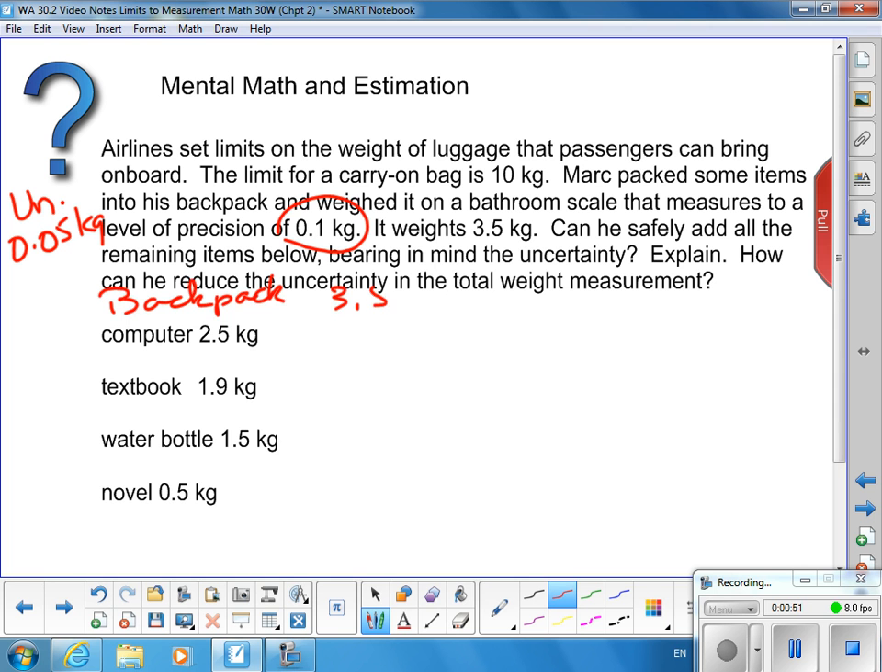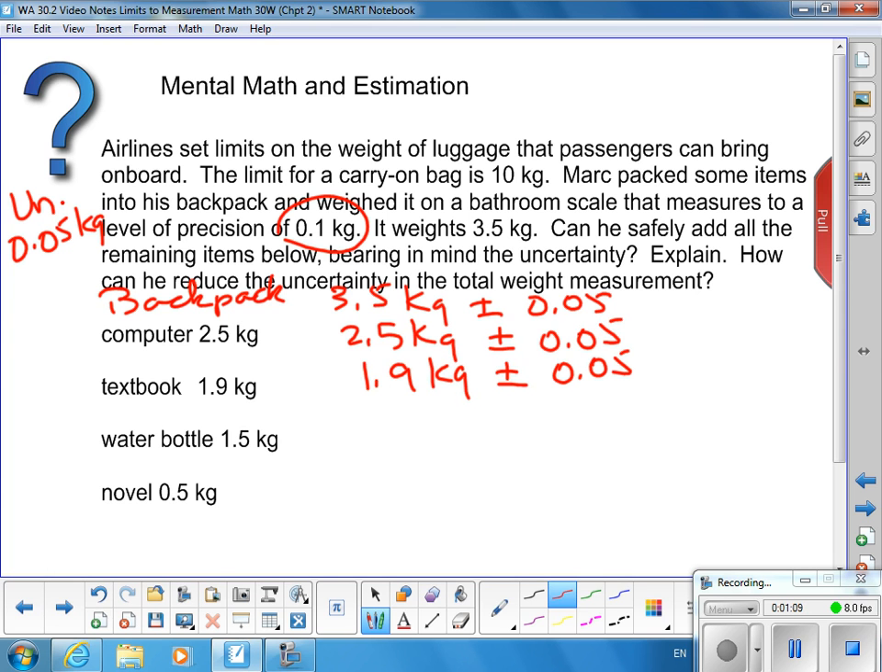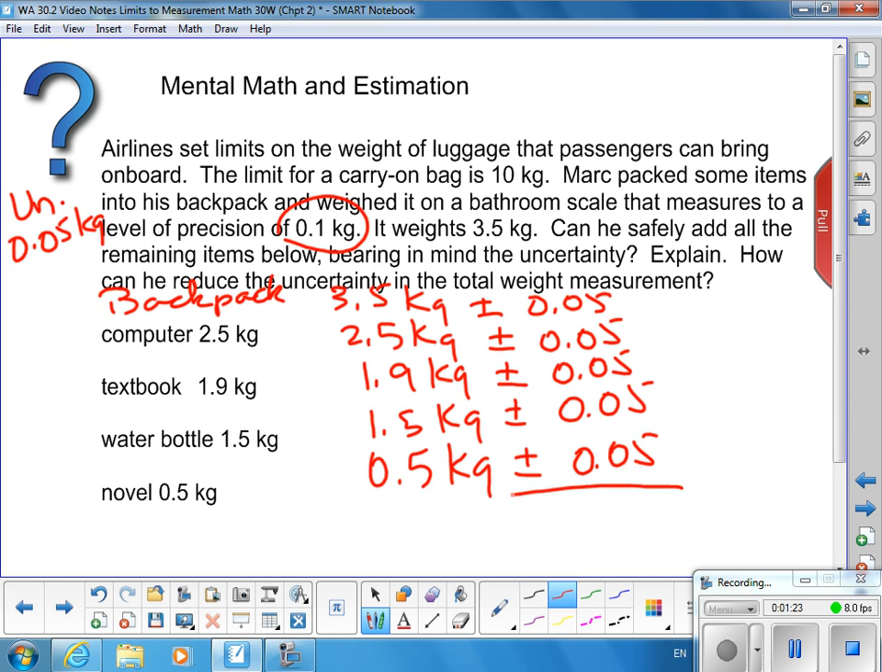is 3.5 kilograms plus or minus 0.05, and then we have his computer plus or minus 0.05, plus his textbook, plus his water bottle, plus his novel. Take a minute to add those together and find out how much the backpack would weigh.